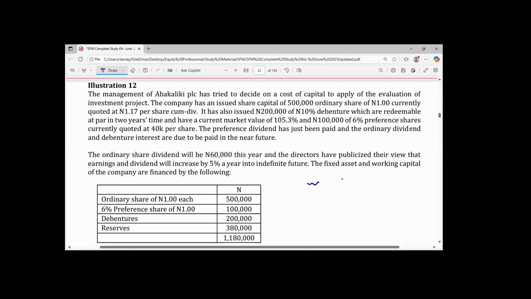And then it's very common in ICAN, particularly in recent times, the examiner is in the habit of combining cost of capital with NPV. All right, so the examiner will just give you a scenario. In most cases, it will come as a compulsory question. So a scenario will be painted, and then the examiner can ask you, required A, calculate appropriate cost of capital. Then B, evaluate the project and advise.